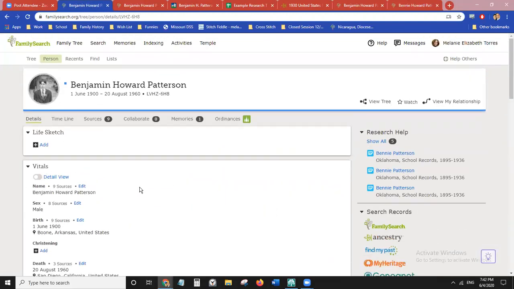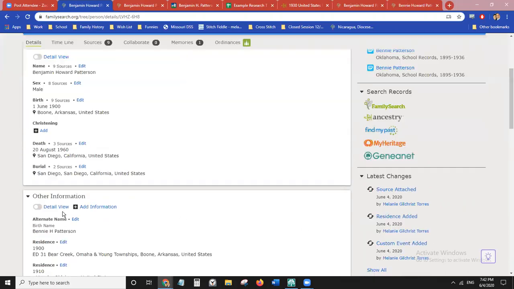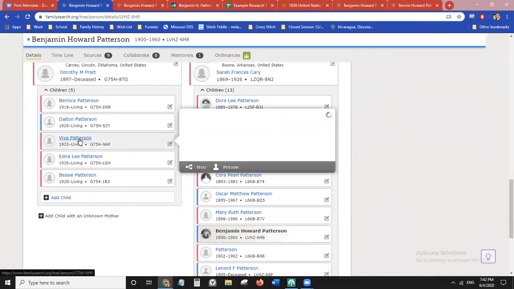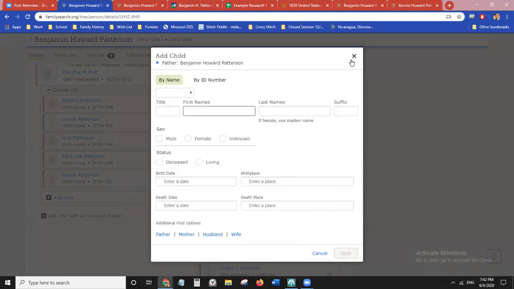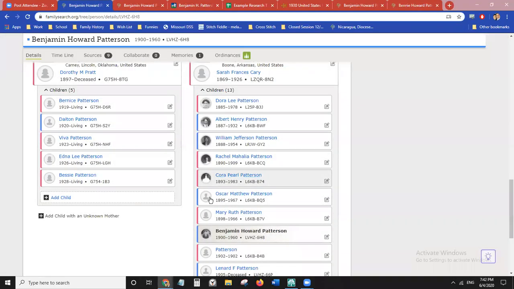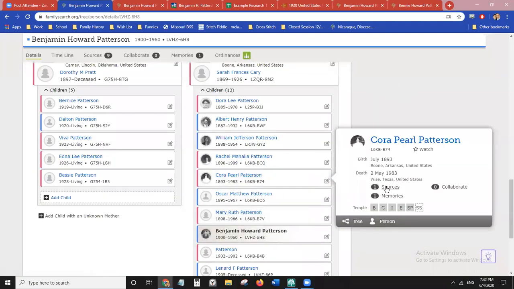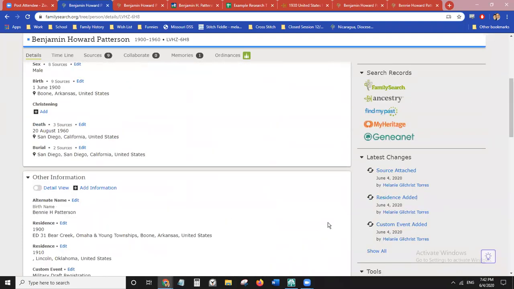And now I can say we've got our bases covered, and now I can choose to either go really in depth, and I can do probate and land records and do some more searching for him, or I can go ahead and move on to other members of his family that only have one source, or other siblings of his that have a few sources. Like Cora here only has one source. She'd be a good person to continue researching for.